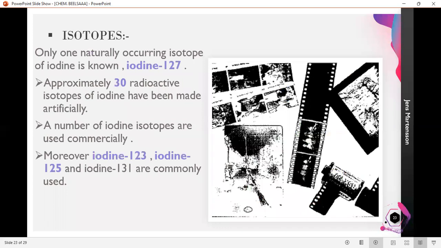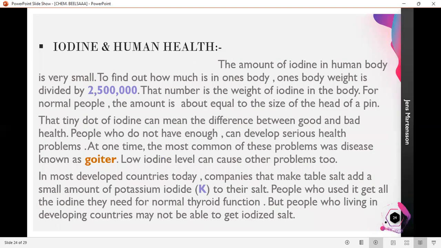Isotopes of iodine. Only one naturally occurring isotope of iodine is known, which is iodine-127. Approximately 30 radioactive isotopes of iodine have been made artificially. A number of iodine isotopes are used commercially. Moreover, iodine-123, iodine-125, and iodine-131 are commonly used.